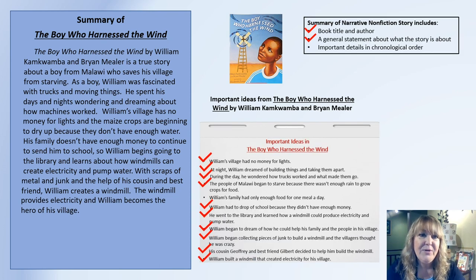Well, there we have the summary of The Boy Who Harnessed the Wind. I'm wondering if your summary looks similar to this and had some of the same important ideas. Maybe you had something different, and that's okay. The important thing to think about is, do we have the most important parts? The book title and author, a general statement in that first sentence of what the story's about, and important ideas in chronological order. And it's okay if we didn't combine sentences the same way. Maybe we decided to say things in just a slightly different way. That's all right. And also to remember that maybe you didn't include every single important idea on the list, and that for a summary, it's okay that not all of them are included all the time.